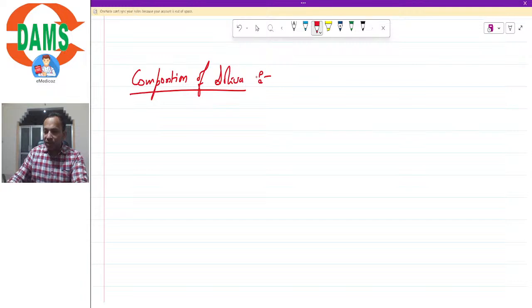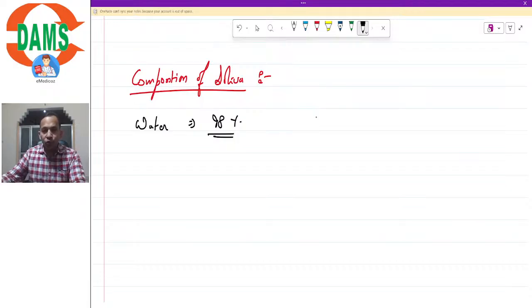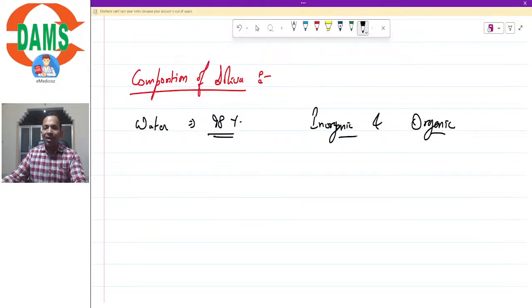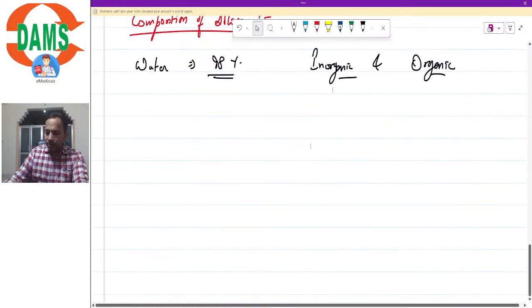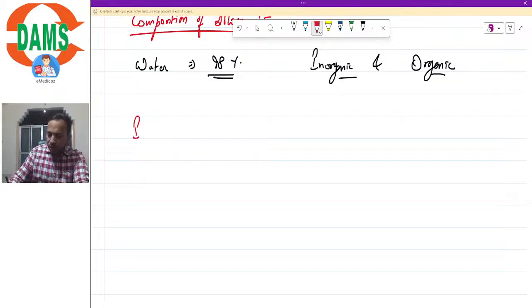So composition of saliva, mainly it is made up of water, right? So water is the main component. Approximately 98% of saliva is water. Apart from it, what else do we have in saliva? Inorganic and organic. So these are the solids in the saliva, inorganic and the organic. So let's first talk about the inorganic component. So what is the inorganic component of saliva?